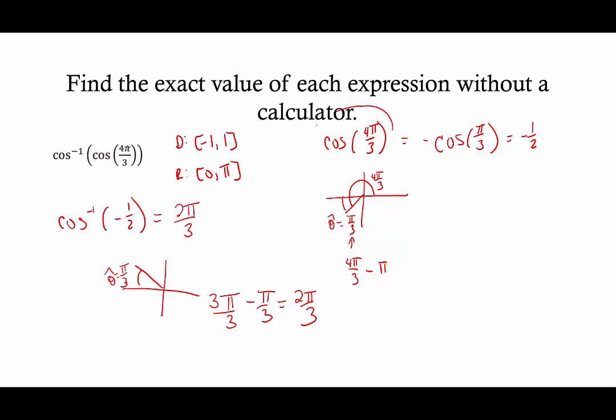First, we started by just evaluating cosine of 4 pi over 3. Cosine of 4 pi over 3 gave us negative 1/2. So then we plug that in, we replace this with negative 1/2, and then we have to say, okay, so where in the allowable range is cosine equal to negative 1/2? And that would be in quadrant 2, right? Because our choices are quadrant 1 or quadrant 2. And pi over 3 would be our reference angle. So the angle that terminates in quadrant 2 with a reference angle of pi over 3 is 2 pi over 3. And that would be our final answer, 2 pi over 3.